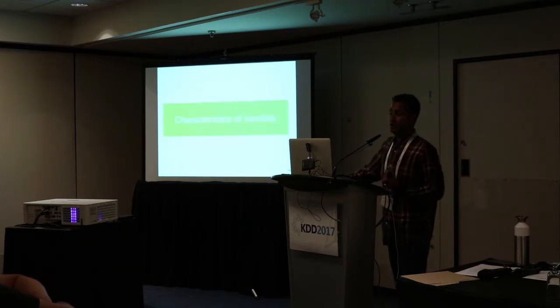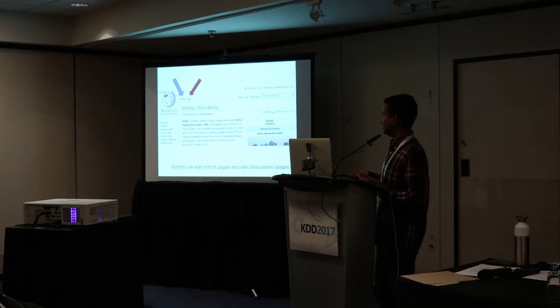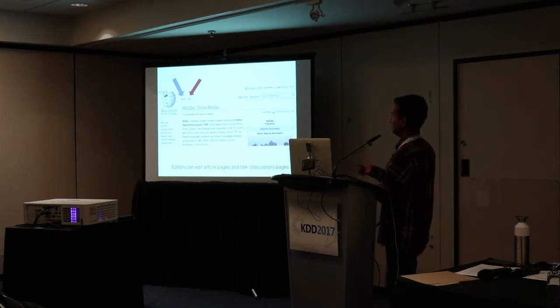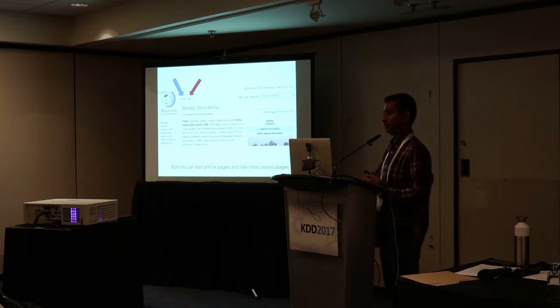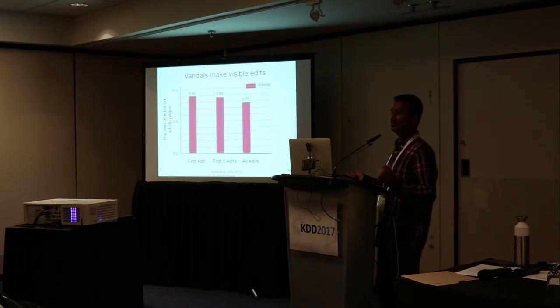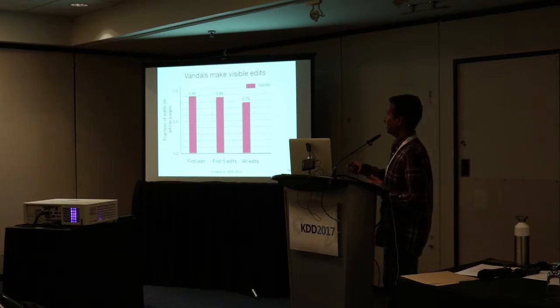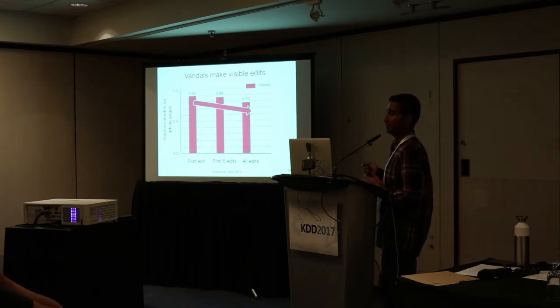To understand how these vandals are actually different from benign users, we look at their characteristics. Each editor on Wikipedia can edit the article page, which, if you go on Wikipedia and search for Halifax, is the page you'll get. You can also go to the talk page and discuss with other editors what should go in this particular page and what should not. So each editor can either edit article pages or talk pages. Comparing edits made by vandals and edits made by non-vandals, first of all, you see that vandals, from the very beginning, make most of their edits on normal Wikipedia pages. So 90% of the first edits by vandals are on article pages, and it slowly goes down as you consider all the edits that have been made.